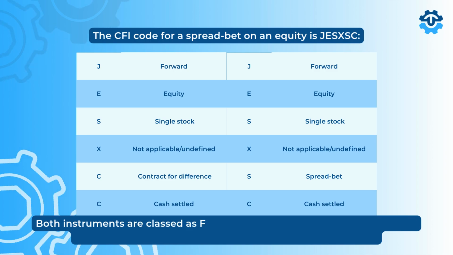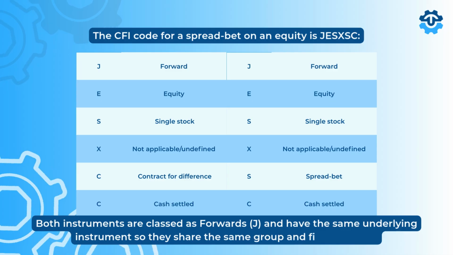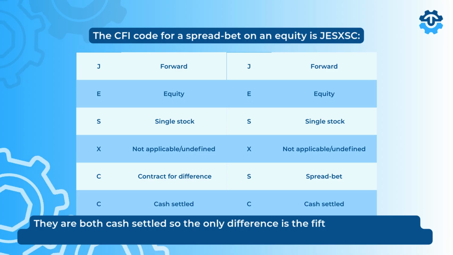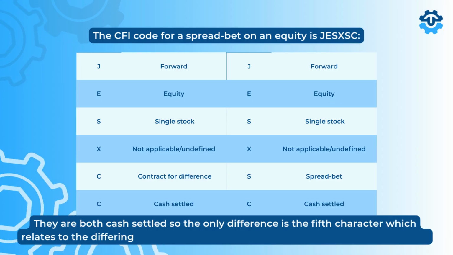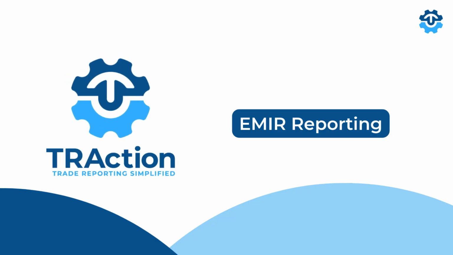Both instruments are classed as forwards and have the same underlying instrument, so they share the same group and first attribute. They are both cash settled, so the only difference is the fifth character, which relates to the differing return or payout trigger, the third attribute for forwards.